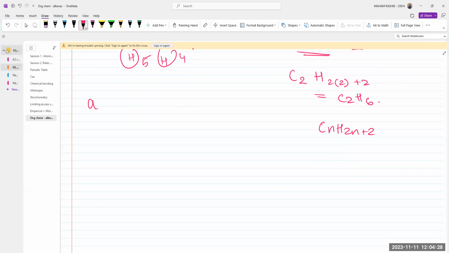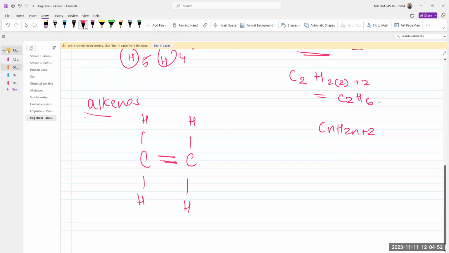Now when we talk about alkenes, I have a double bond between my carbons. Now, if this carbon has already made two bonds, how many more vacancies does it have? It has two more. Two, right? So if I have a hydrogen here and one here, so this is an alkene.